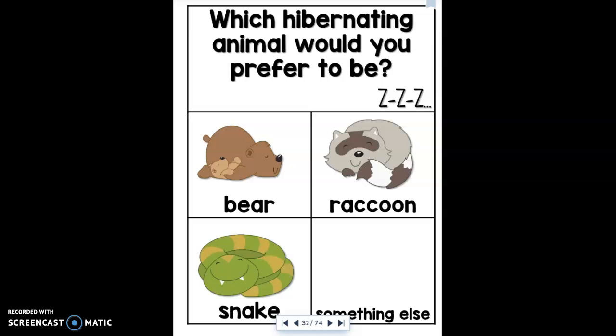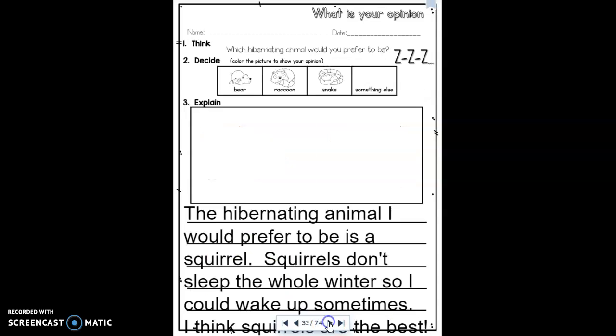Today, we're asking the question, which hibernating animal would you prefer to be? So we have some options, a bear, a raccoon, or a snake. Or you obviously have the choice to choose something completely different. You may not want to be a bear, a raccoon, or a snake. So think about this. Which hibernating animal would you prefer to be? Now decide. Would you like to be a bear, a raccoon, or a snake, or maybe something else? And then finally, we're going to explain why, okay?